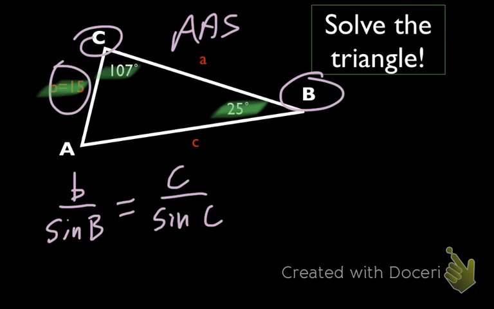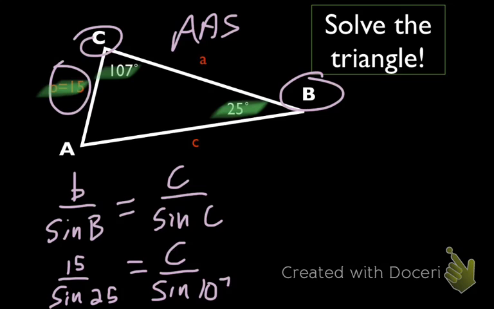Little b is 15, divided by sine of B. Angle B was 25, equals little c, which I don't know, divided by sine of 107. Alright, I'm going to multiply both sides by sine of 107.